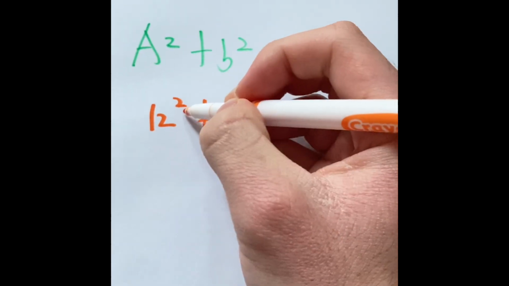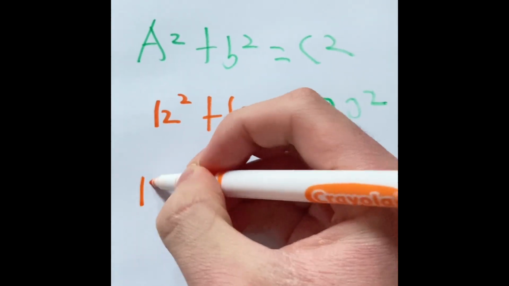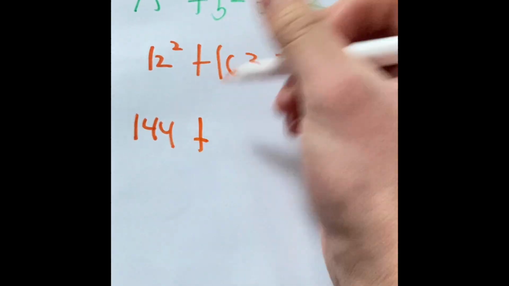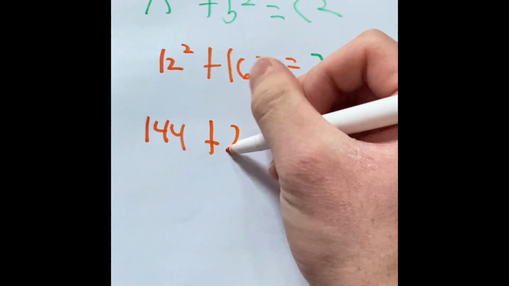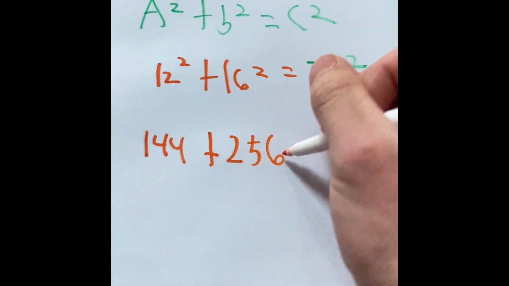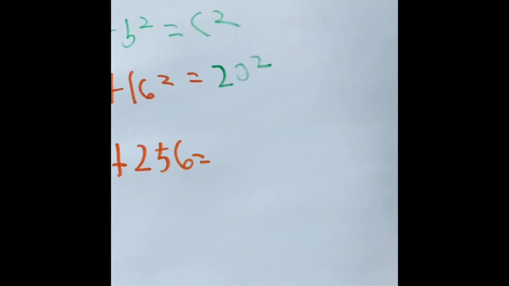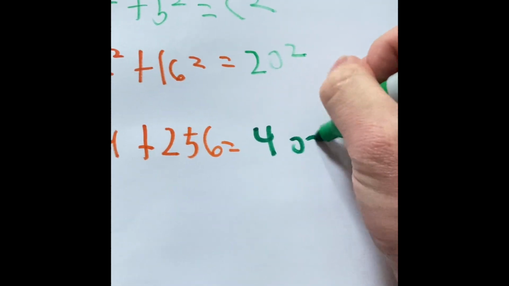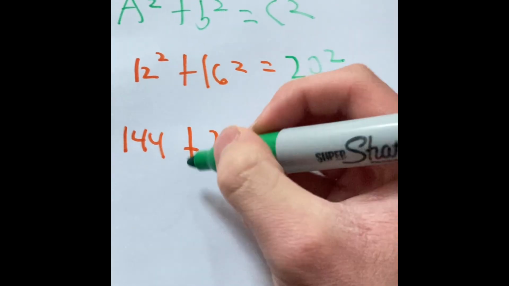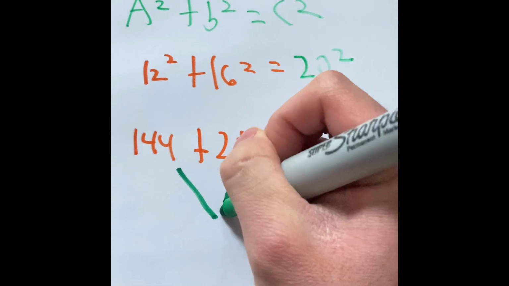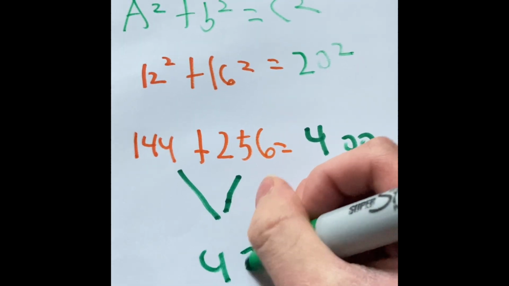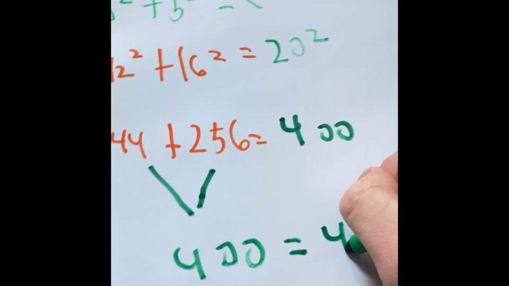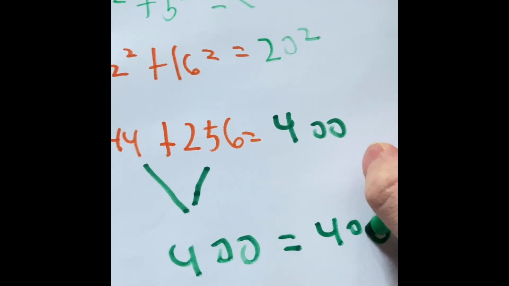So 12 squared, 12 times 12 is 144. 16 times 16 is 256. And 20 times 20 is a whopping 400. So when we add the two, we get 400. So does 400 equal 400, or is it the same?